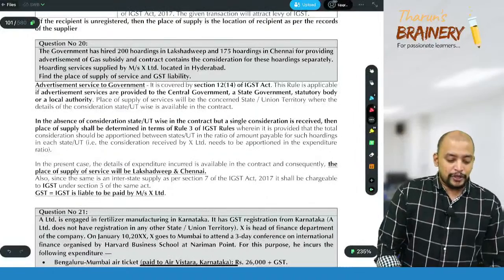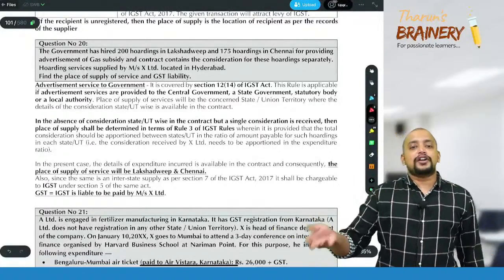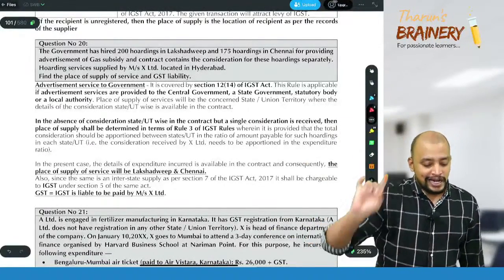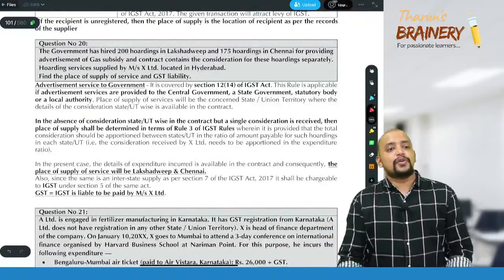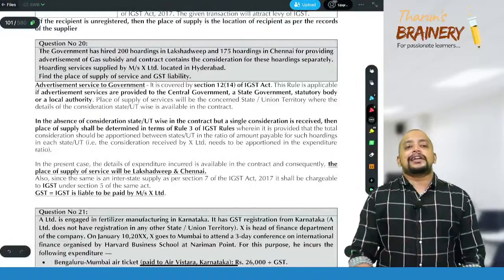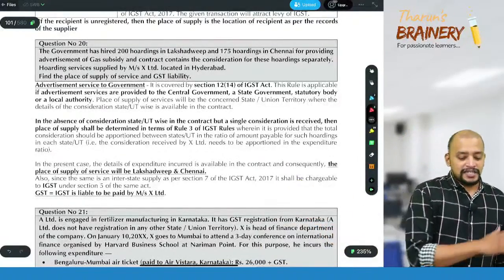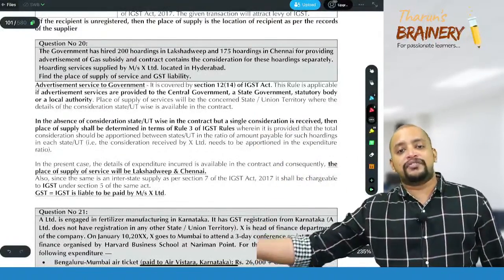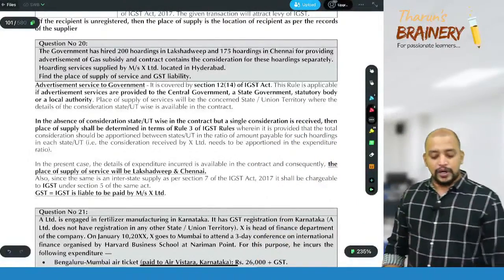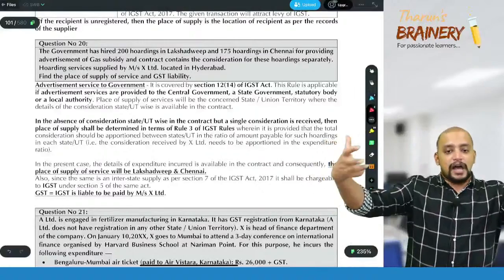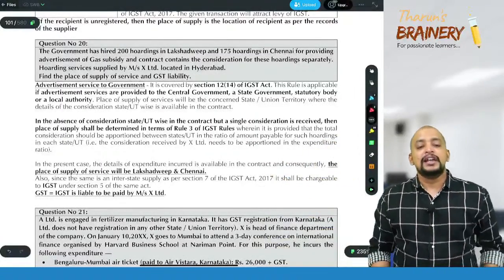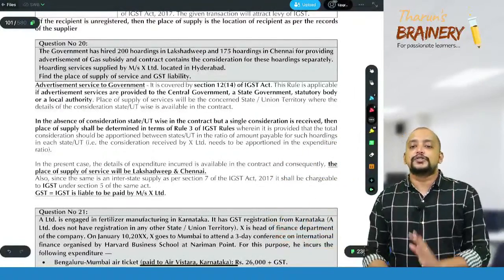So how much is the amount payable? Generally, for 200 hoardings, for one hoarding in Lakshadweep, how much is the amount payable? For one hoarding in Chennai, what is the amount payable? So in that ratio, you multiply 175 hoardings into the amount payable for one hoarding in Chennai and 200 hoardings into the amount payable for one hoarding in Lakshadweep. So total amount expenditure value you will get. So in that ratio, the contract price needs to be apportioned, okay.